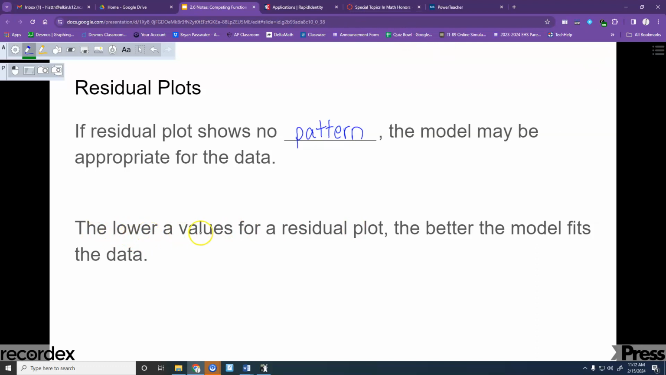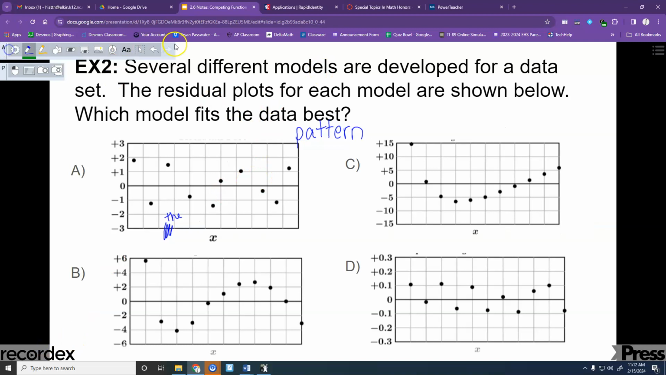And also, the lower the values for a residual plot, the better the model fits the data. However, even if you have low values, if you see a pattern, it still may not be the best. Right? So, if we look at that last question, it tells us several different models were developed for a data set. The residual plots for each model are shown below. Which model fits the data the best?